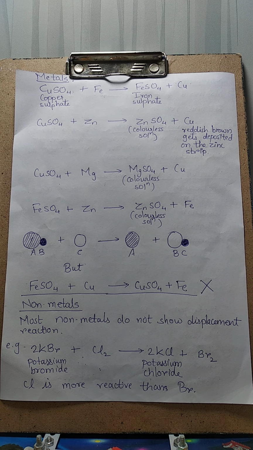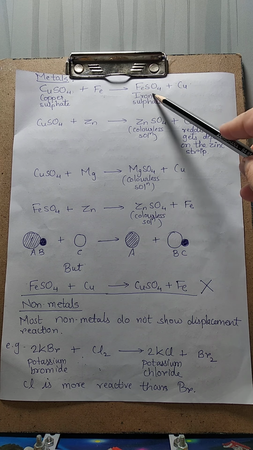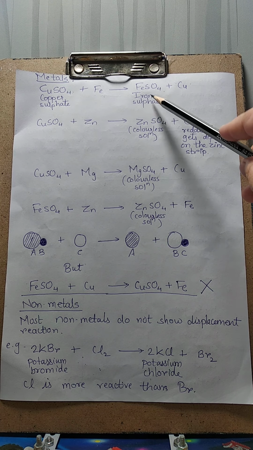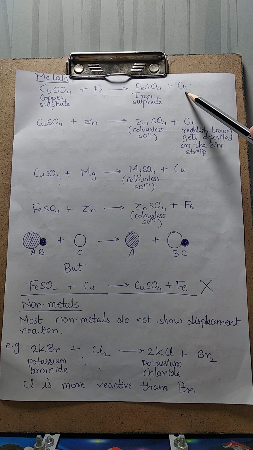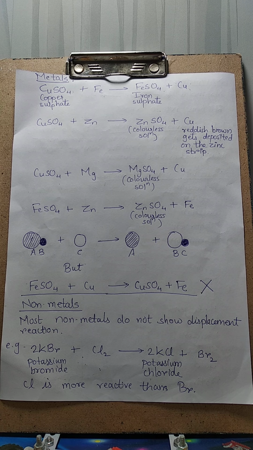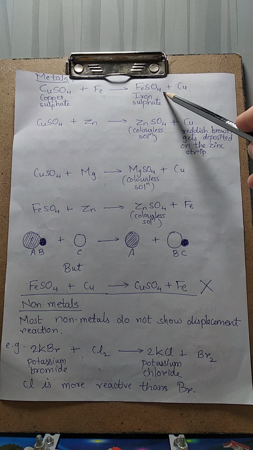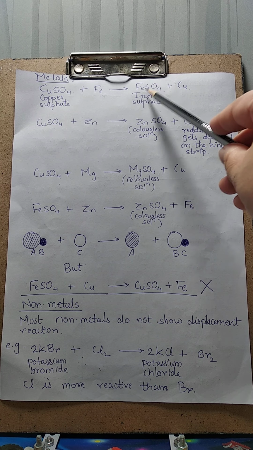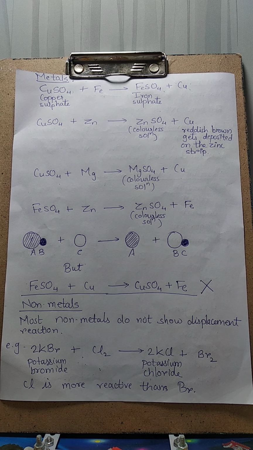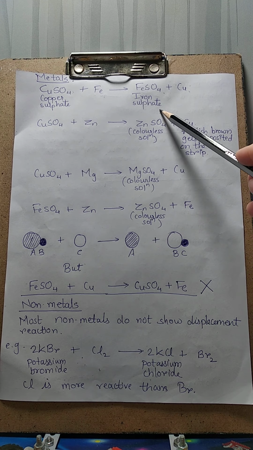After some time, what happens? Iron sulfate is formed, and copper, which is brown in color, gets deposited on the iron nail. The color of the solution, which was initially blue, now becomes green because of the formation of this iron sulfate. Ferrous sulfate or iron sulfate is also called green vitriol. So this is a displacement reaction.